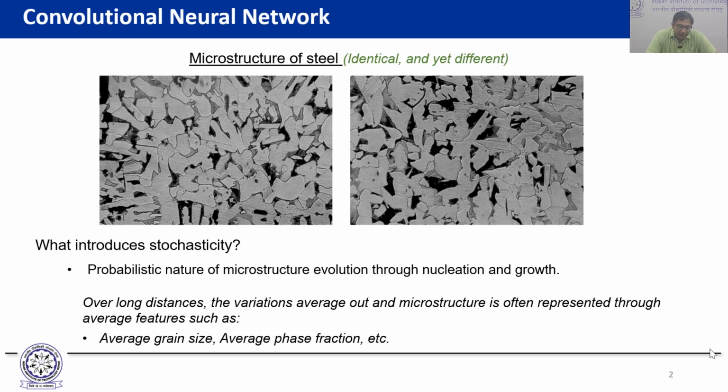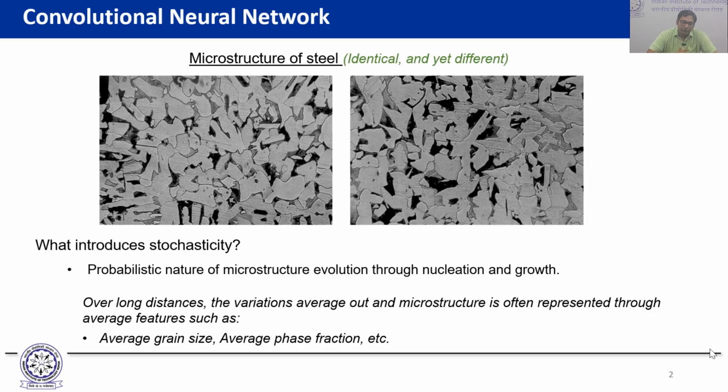In other words, if you look at distribution of different phases, distribution of grains and all, that distribution is the same, but exactly where those grains are forming, the exact length of the grains, those things differ. In other words, you have a little bit of stochasticity in the microstructure.